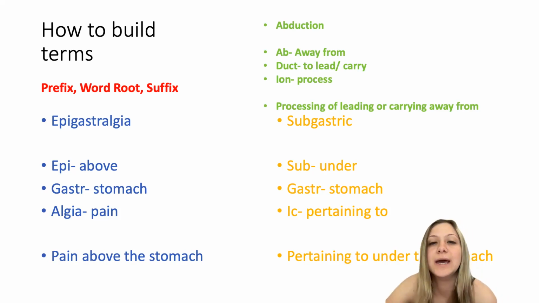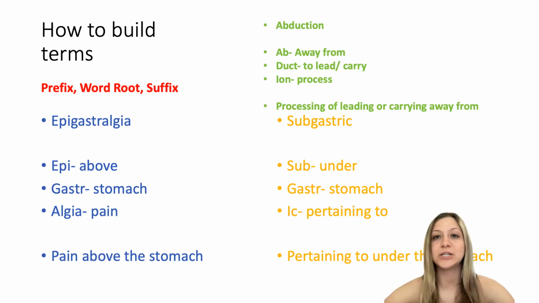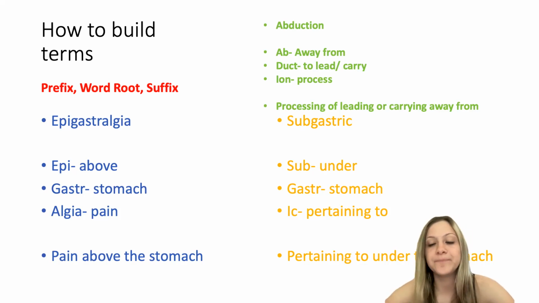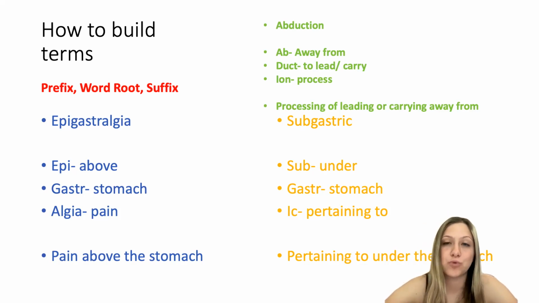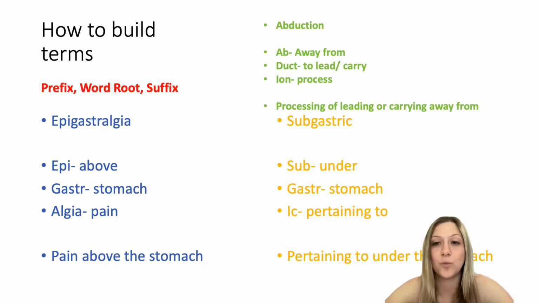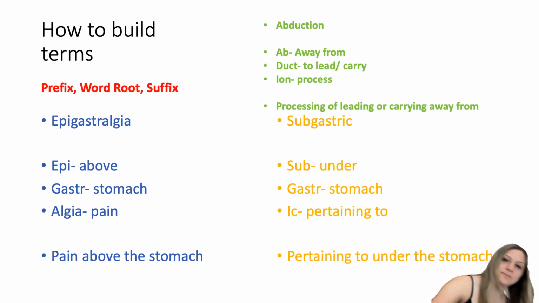For abduction, ab means away from. Duct means to lead or carry. Ion means process. So processing of leading or carrying away from. And then there's subgastric. Sub means under, gastros means stomach, and ic means pertaining to. So right here it says pertaining to under the stomach.